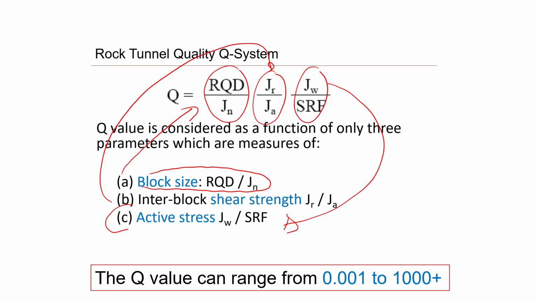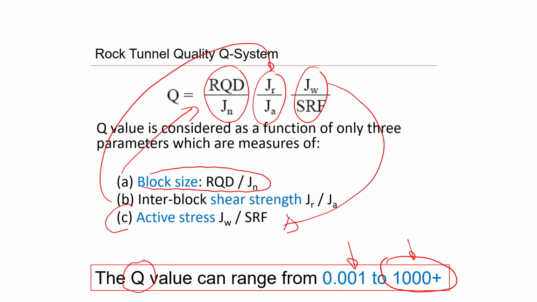In practice, this value of Q can have a very wide range. It can be very small, 0.001, to more than 1,000. Of course, we would like to see it closer to 1,000, which means that the rock mass has a high overall strength. Okay, now let's look at the example.